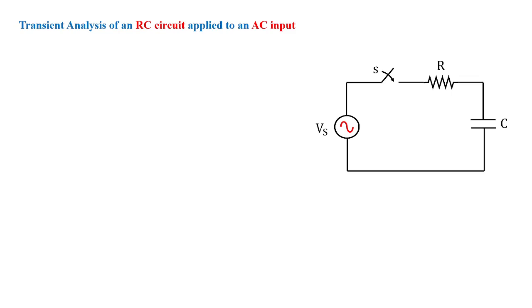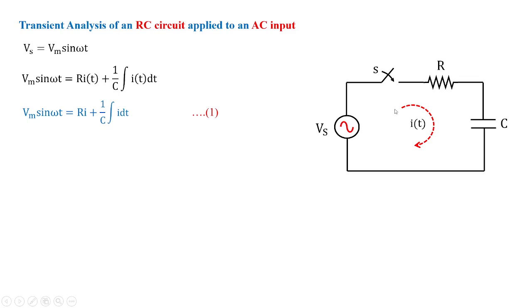Similarly, we are going to apply the same concept to the RC circuit when applied to AC. Once the switch is closed, current starts flowing. We know that Vs is equal to Vm sin omega t, and applying KVL to this loop, I'm going to get equation 1. You can see the resistance drop is Ri and the capacitor drop is 1 by C integral i dt. Now take the Laplace transform of equation 1.